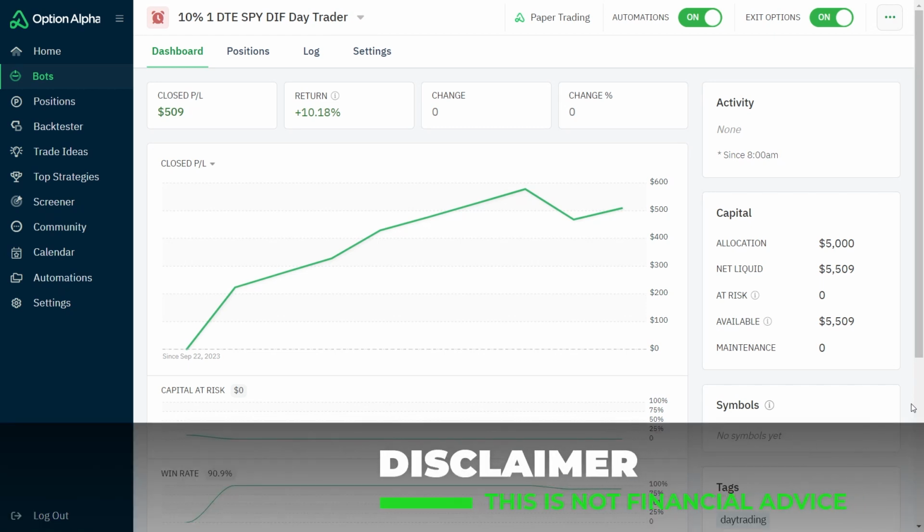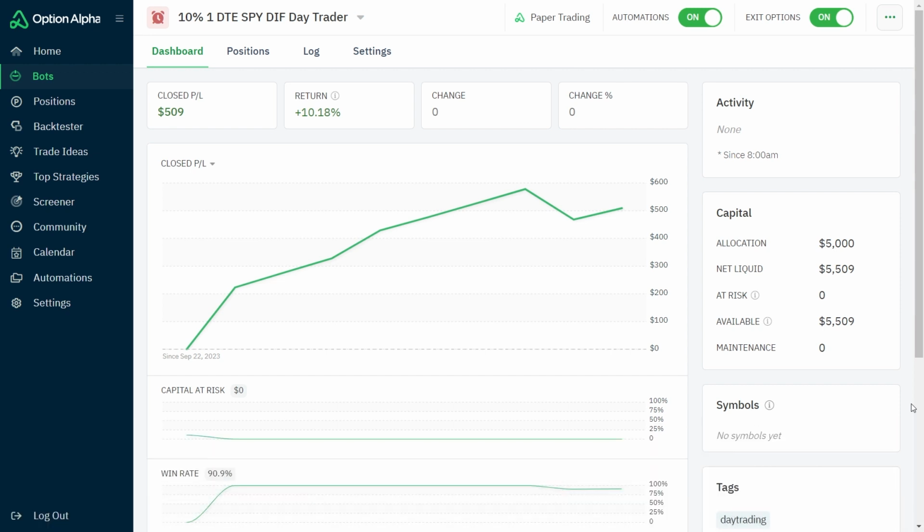What you're seeing right here is one of my new bots that I made just a few weeks ago, and it is a day trading bot that uses the principle of the directional iron fly bot that I had already presented. The basic premise of this bot is to determine the trend of SPY using the 5 and the 14-day EMA. And then it places an iron fly with the center strikes in the direction of the current trend.